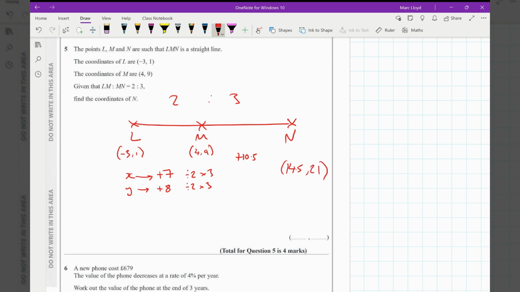So that's our coordinate. Just out of interest, this 7, if I do 7 divided by 2 and then times it by 5, no, it doesn't give me the correct answer. So 14.5 and 21. And we've done that the correct way.